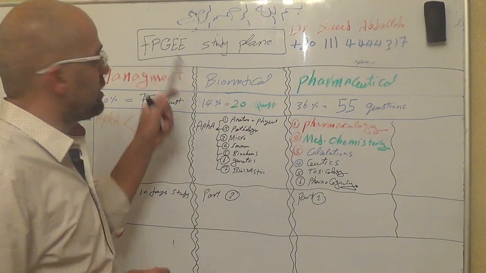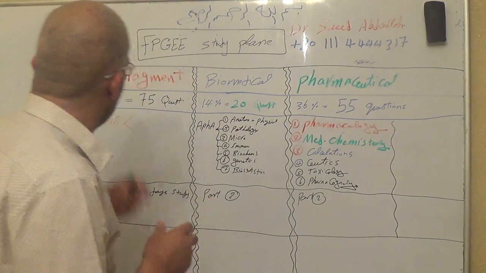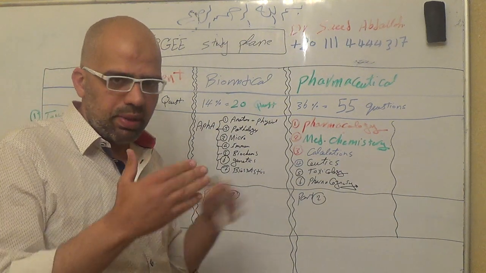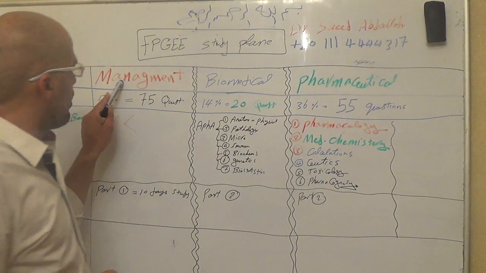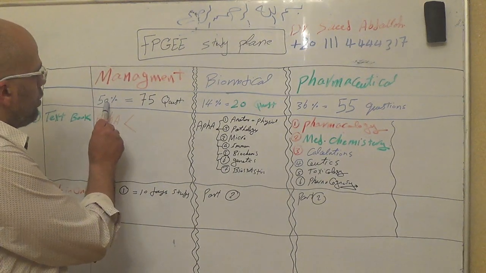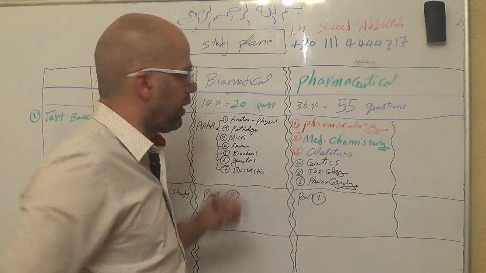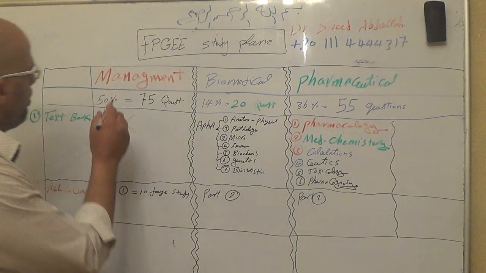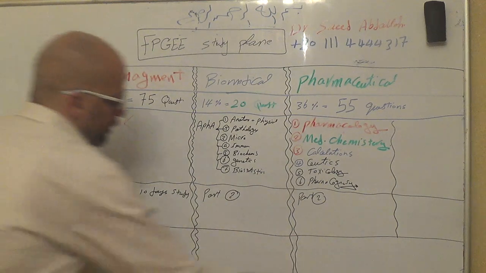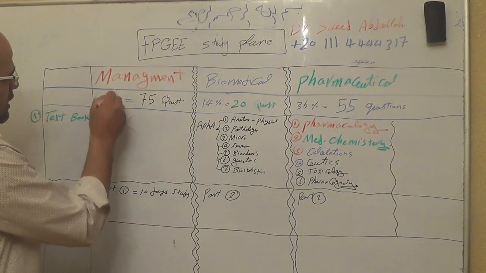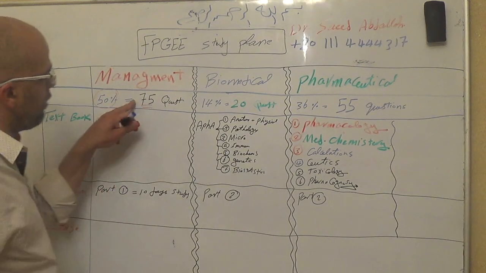First of all, the FPGEE exam is two parts. The first part is management, meaning the first paper in the exam. Management equals almost 50% of the exam, sometimes 55%. The second part is biomedical and pharmaceutical. Management equals around 75 questions.